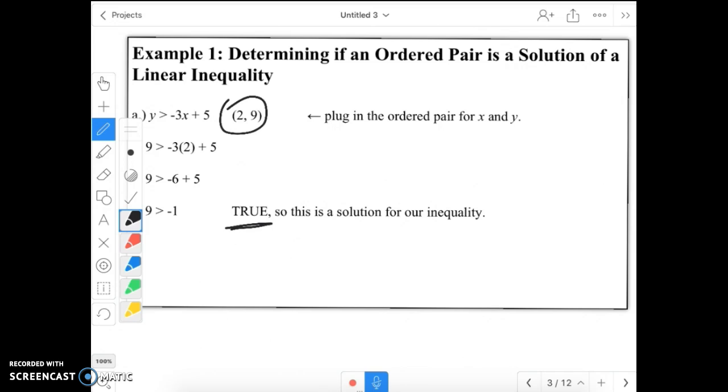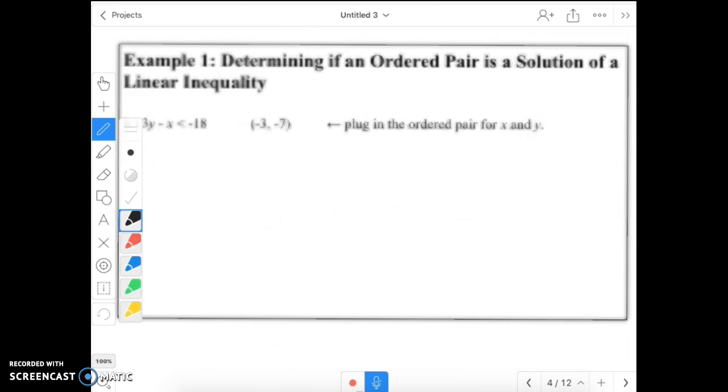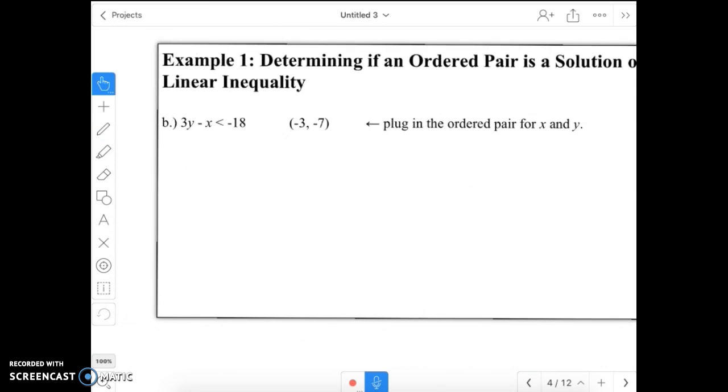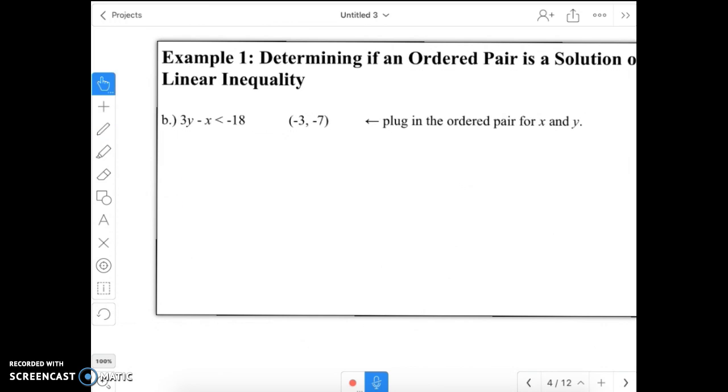I'll show you what this looks like on a graph in a little bit, but we're just going to check a couple more ordered pairs with some linear inequalities. For this one, even though our equation isn't in slope-intercept form, we can still check ordered pairs to see if it comes up with a true statement.